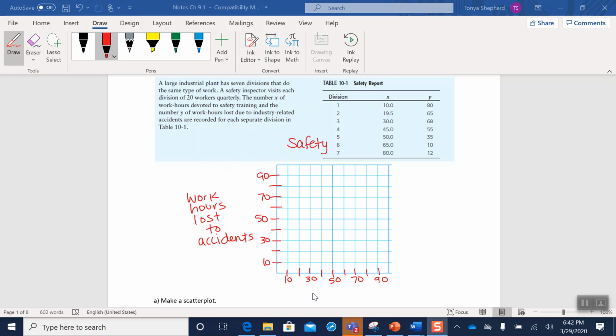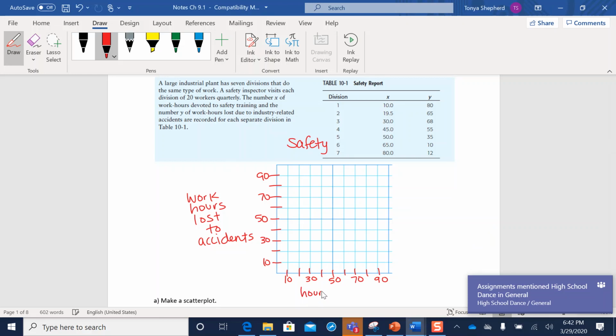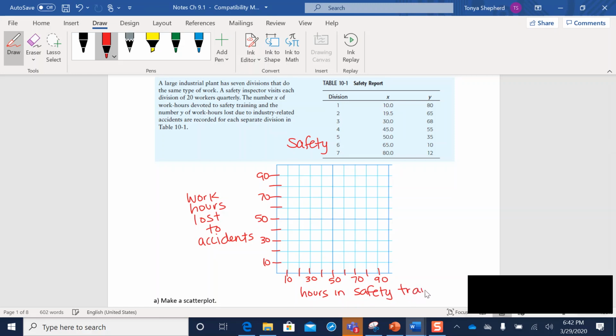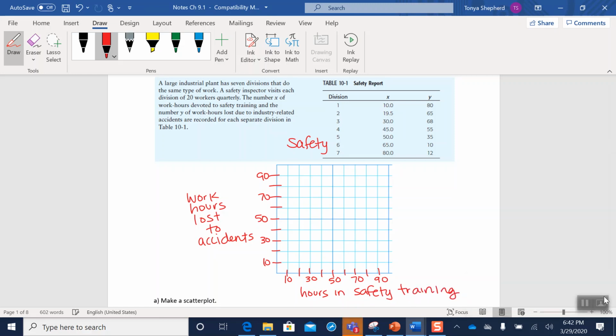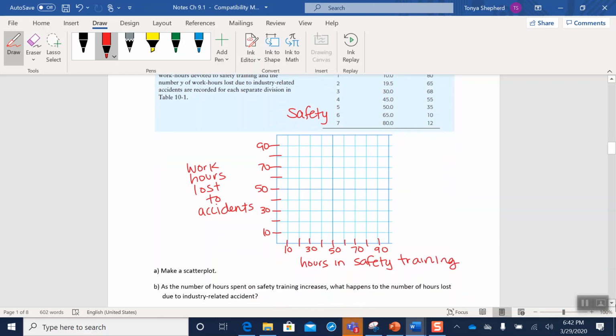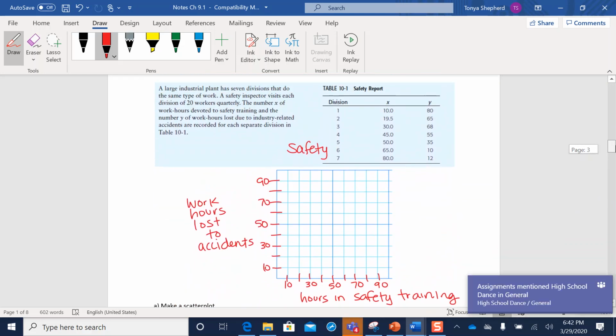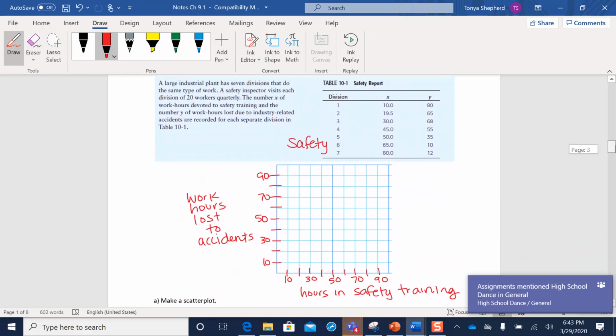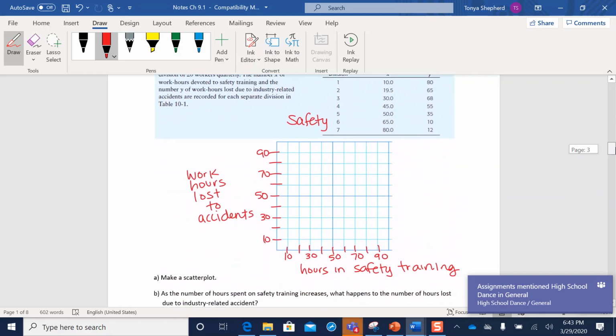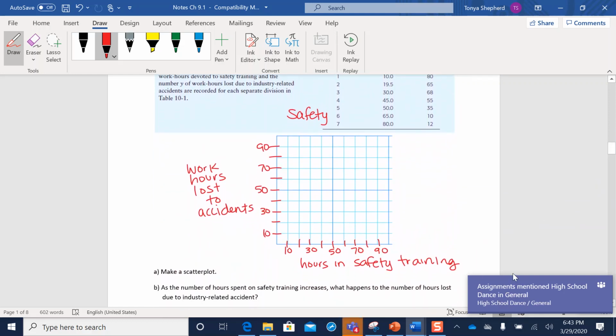Almost. I forgot to label my Y-axis. What does my Y-axis tell me? Hours in safety training. Okay. So now, once we've got it correctly labeled, we're going to go ahead and graph our XY points and make a scatter plot. So please go ahead and graph each of the XY points.